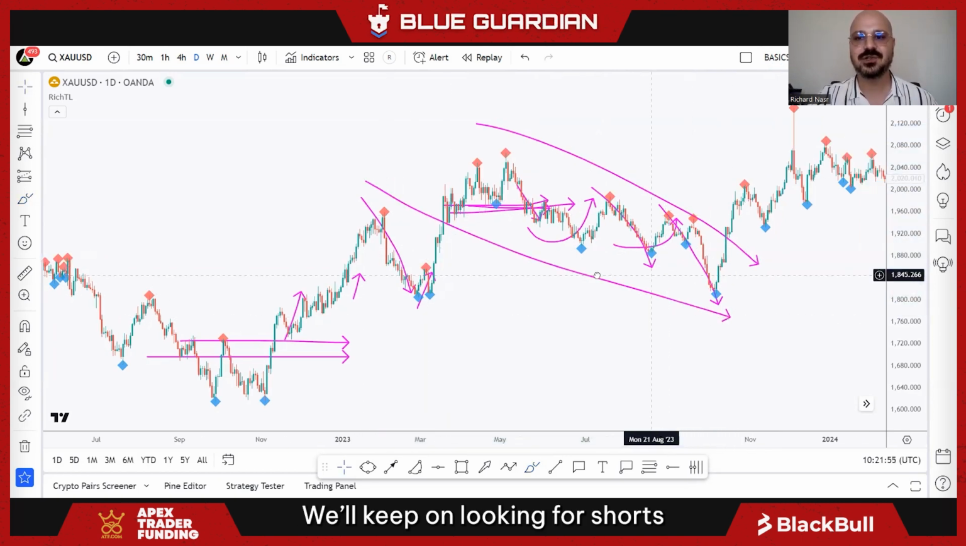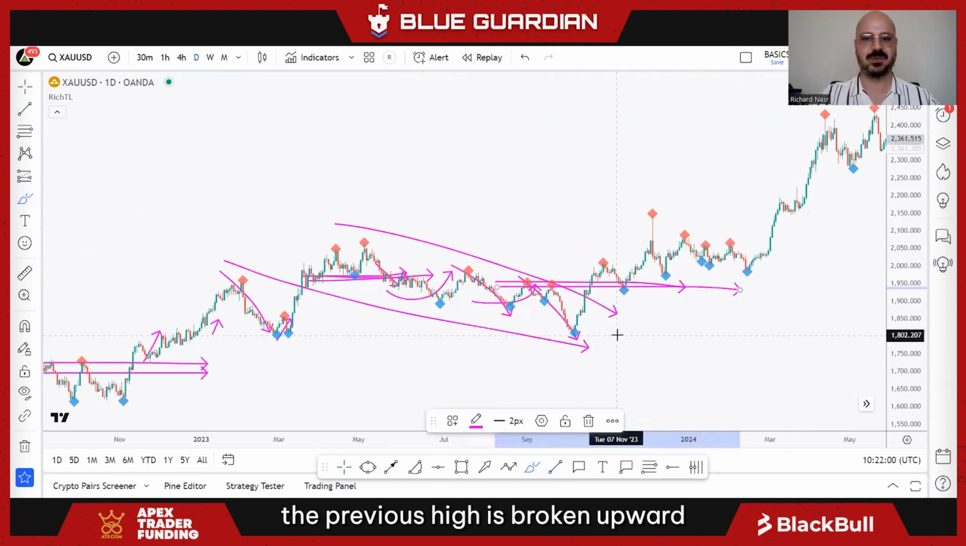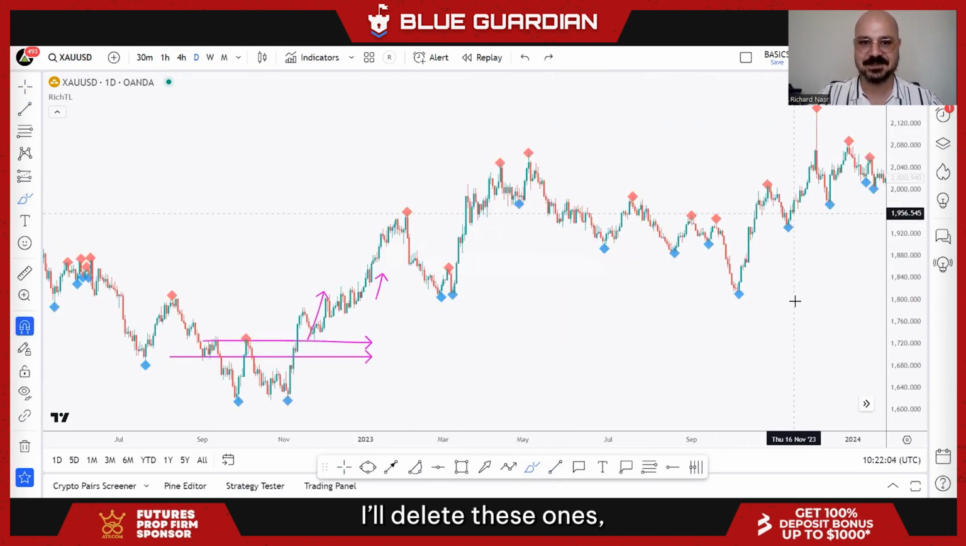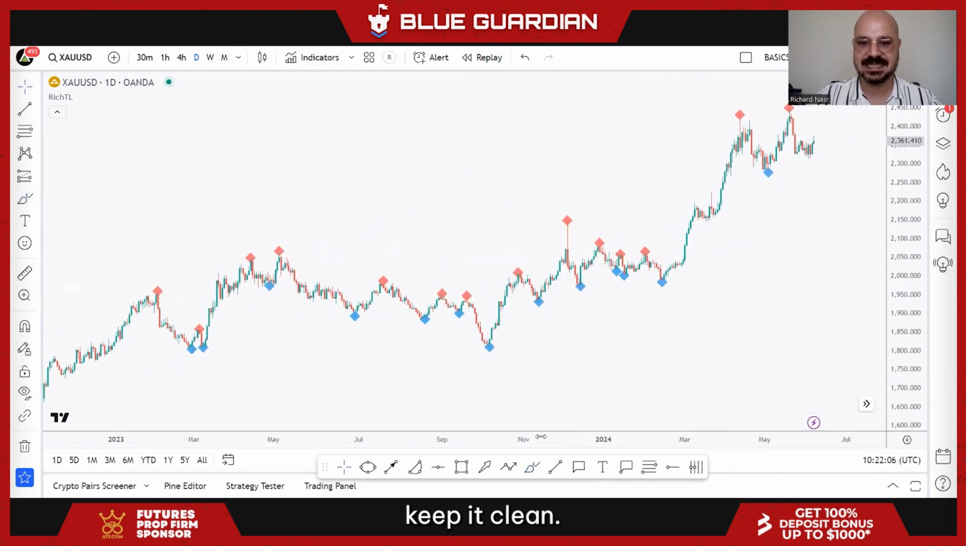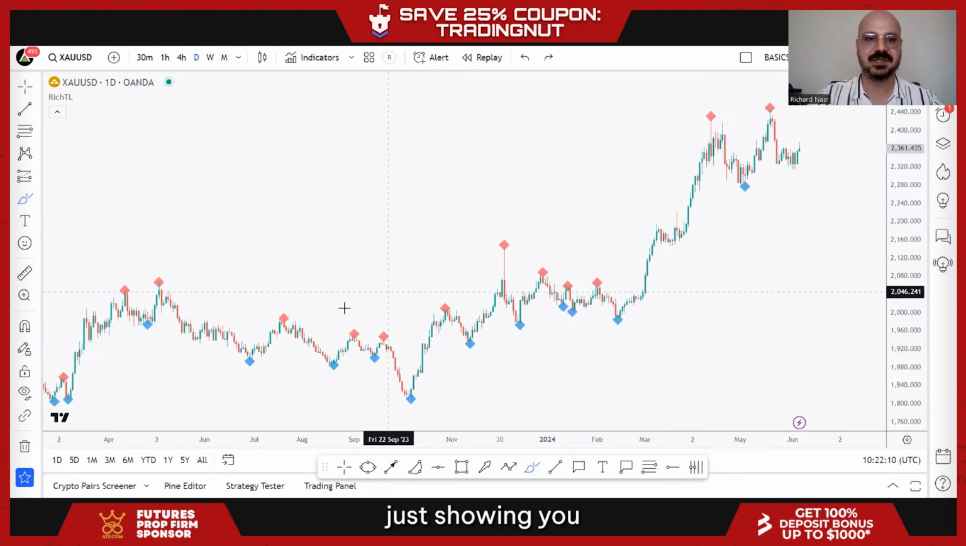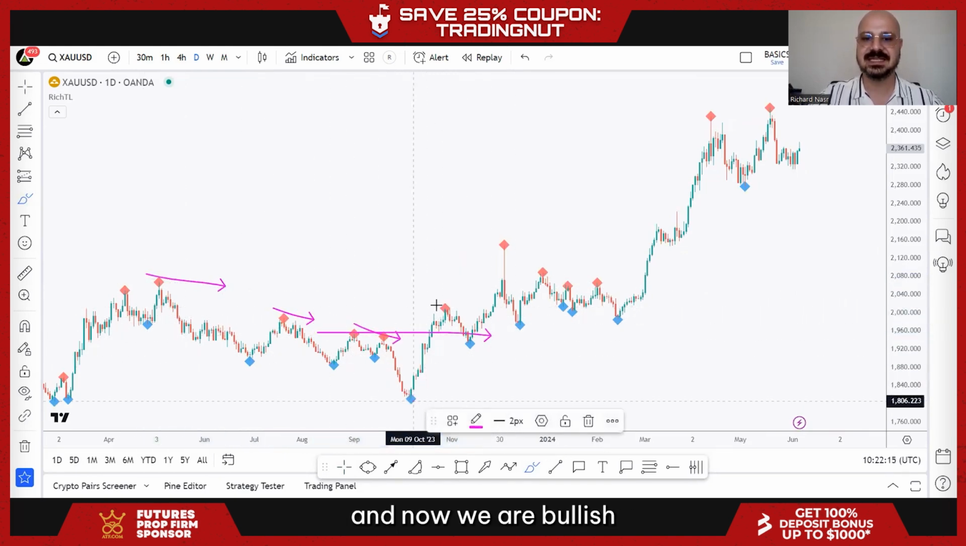We'll keep on looking for shorts until, as you see, the previous high is broken upward, and now we are bullish. And as long as, here we go, let me delete these ones, keep it clean. As you can see, I'm only using this one, right? I'm not drawing anything on the chart, just showing you how to feel the market. We are now bearish until this high is broken upward, and now we are bullish.